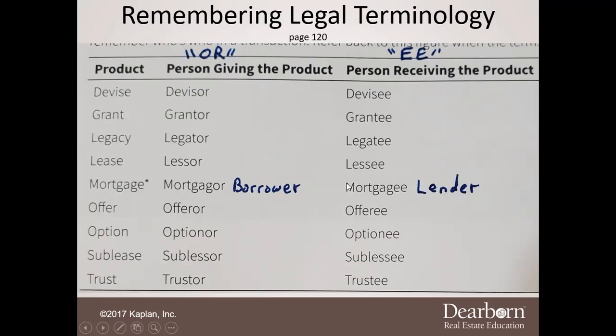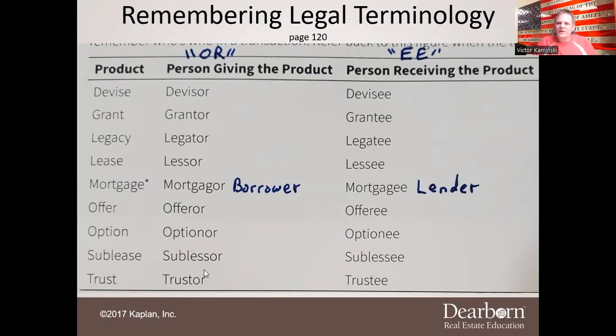Who's the mortgagor? The borrower. The mortgagor is the borrower. My annoying voice is going to be stuck in your head, hopefully. Who's the mortgagor? The borrower. The mortgagor is the borrower.